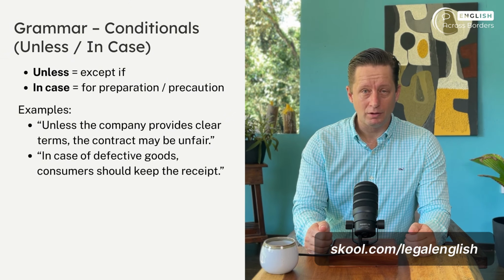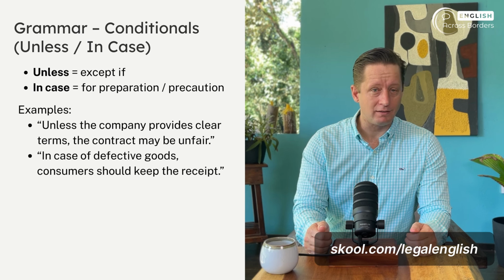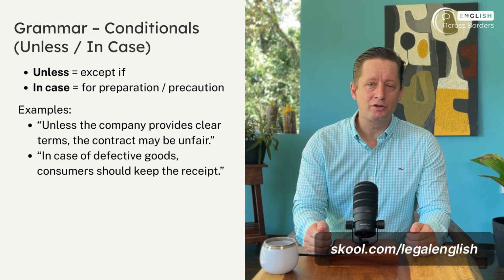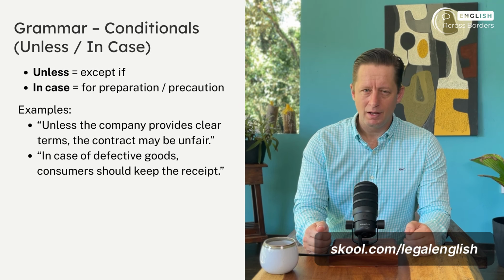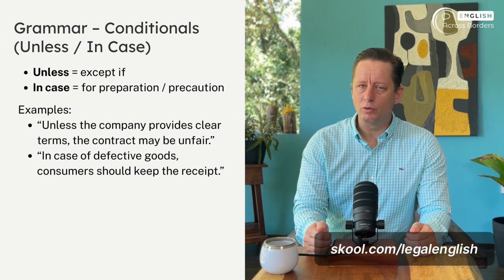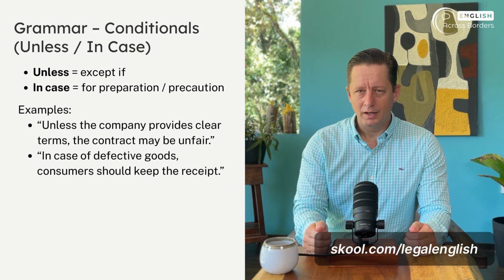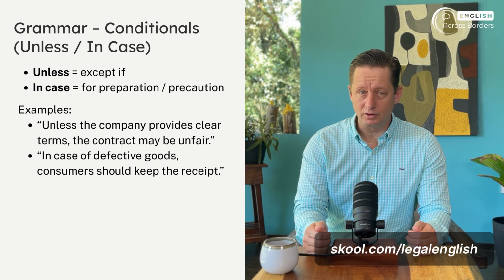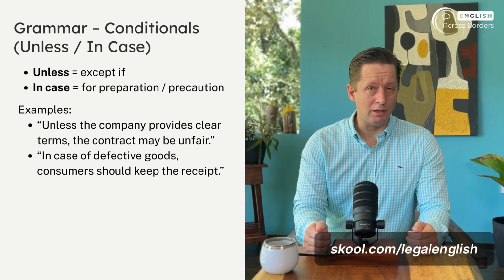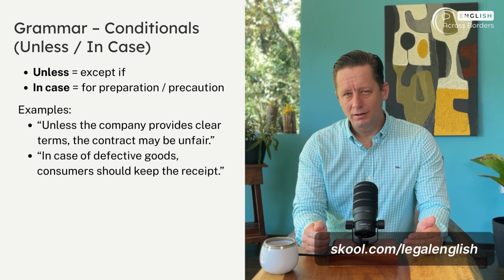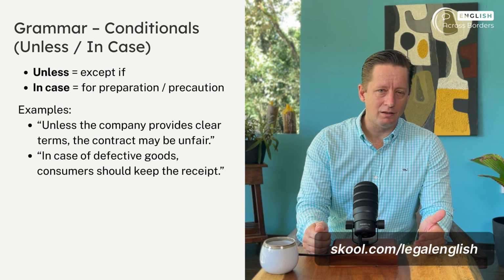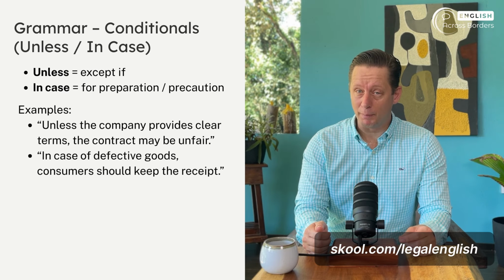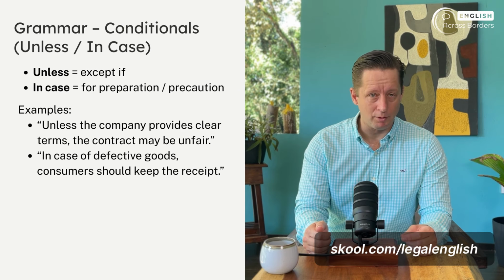For example, unless the company provides clear terms, the contract may be unfair. This means the only way to avoid unfairness is by giving clear terms. In case is used for preparation. For example, in case of defective goods, consumers should keep the receipt. Here, the receipt is not always needed, but keeping it is good preparation for possible problems.